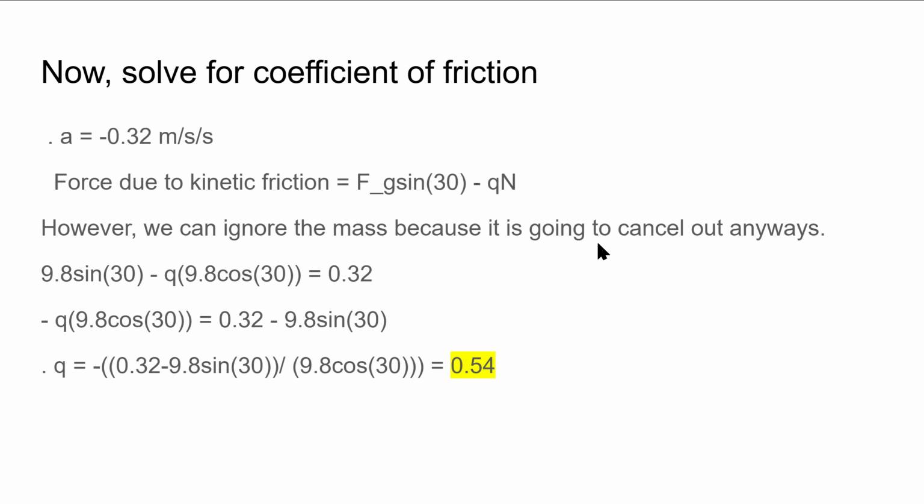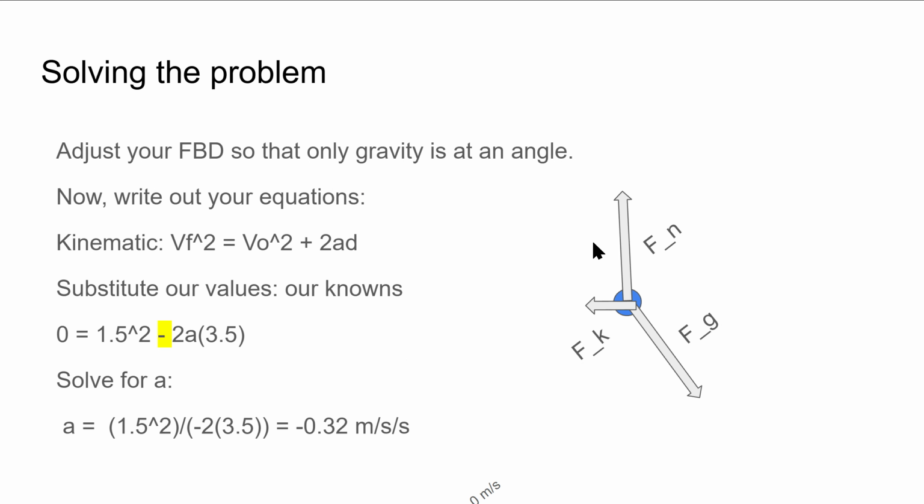So first things first. Oh no, we need to go back a slide. First things first, we're going to adjust our free body diagram so that only the gravity is at an angle. This is going to make things a little bit easier for us. So now we're going to write out our equation. So first off, we're going to use the kinematic equation that is independent of time. So our final velocity squared is equal to our initial velocity squared plus 2 times our acceleration times our distance traveled. So we're going to substitute our values in, or otherwise known as our unknowns.